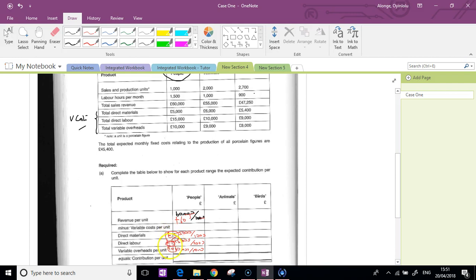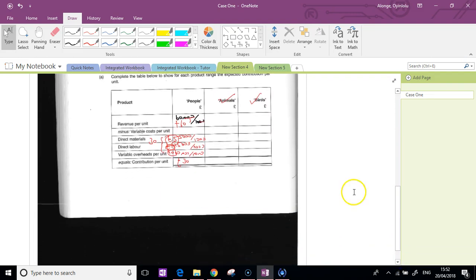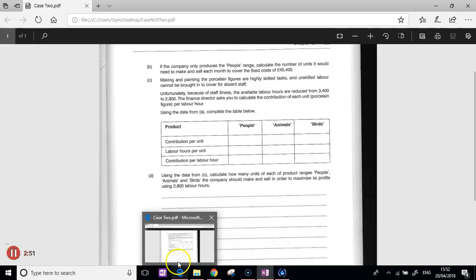So we have 15 plus 15, this comes all the way to 30, and so our contribution per unit is £30. So we've not talked about any fixed costs, we've just worked out what our contribution is. So do the same thing for animal and birds, and that's really the solution to A. And you're on your way. So let's look at the next one. Let's look at the next page.